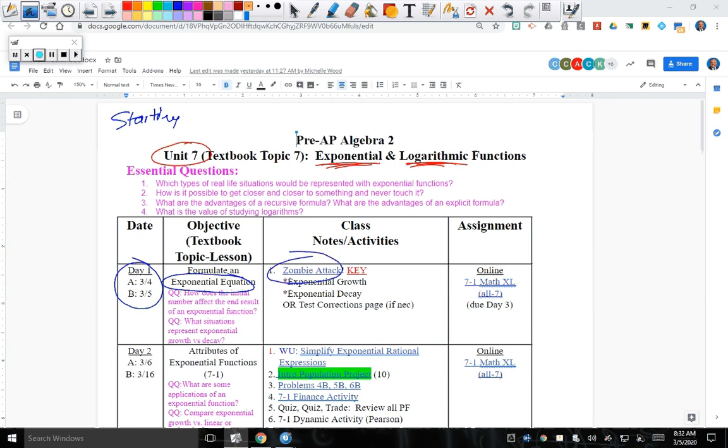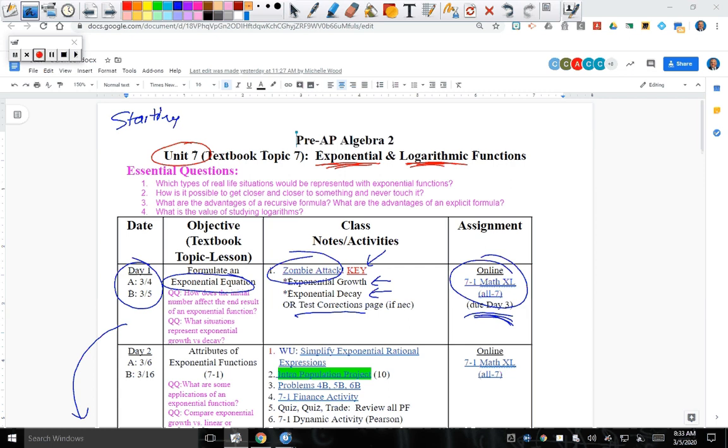We're doing this zombie attack. Yes, the key is attached, but I would like for you not to necessarily look at the key as we go through as you're on your Chromebook. We're going to study exponential growth and decay. And then, like I said, when we're done, you are more than welcome to work on this homework, which is not due until day 3 down here in the calendar. And you can look on that date. Or you can work on test corrections just in the event that you have to retest by tomorrow.